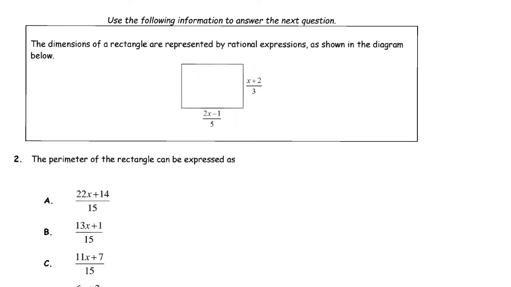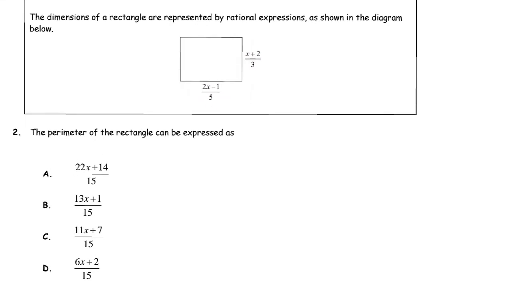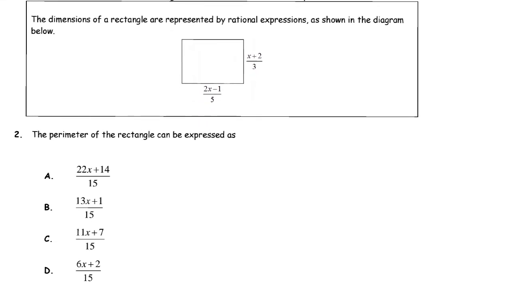Right, now this next question, a little bit different, and it's multiple choice here. So the dimensions of a rectangle are represented by the rational expression. Okay, so there we go. And we want to figure out the perimeter. Well, the perimeter is twice the length plus twice the width when it comes to rectangles. So twice, that'll be 2x minus 1 over 5 plus twice x plus 2 over 3.